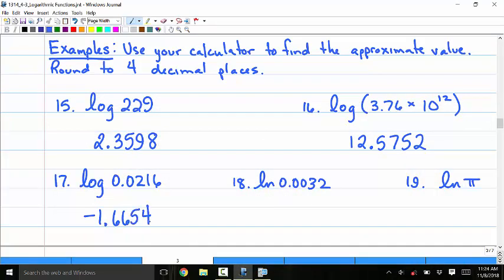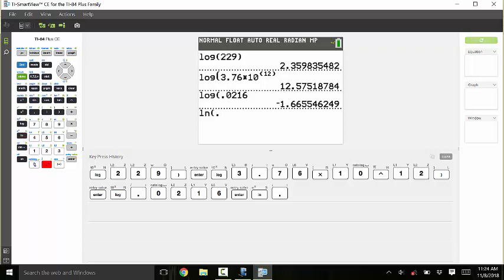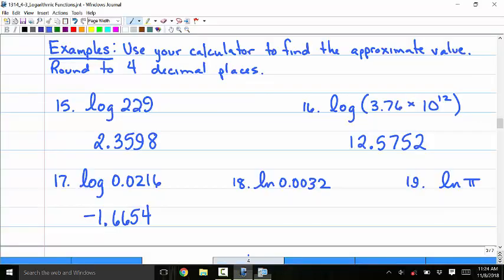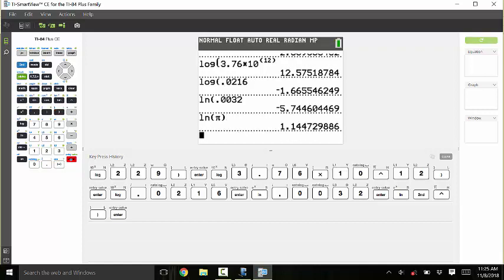Number 18 is the natural log. So use your LN button, 0.0032. Negative 5.7446. And natural log of pi. Natural log, second caret symbol for the natural log of pi, 1.1447.